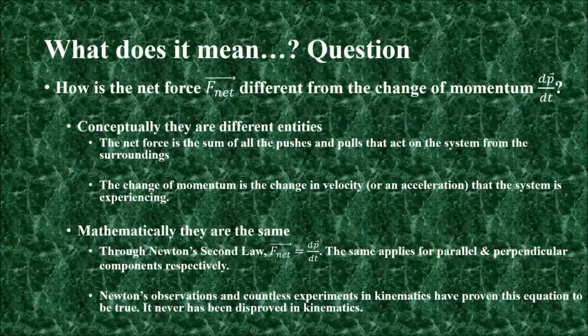How is the net force Fnet different from the change of momentum dp/dt? Conceptually, they are different entities. The net force is the sum of all the pushes and pulls that act on the system from the surroundings. The change of momentum is a change in velocity or an acceleration that the system is experiencing. However, mathematically they are the same through Newton's second law, Fnet equals dp over dt. The same idea applies for parallel and perpendicular components respectively. Newton's observations and countless experiments in kinematics have proven this equation to be true. It has never been disproved in kinematics.